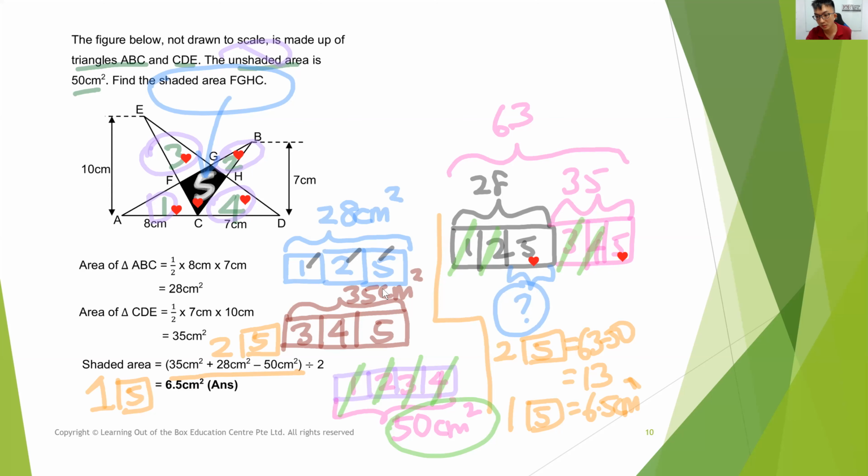Yiping asks, is it a must to put units in our working? Yes and no. It's really up to you. But for me, normally I'm very kiasu. I'm scared to lose marks. I will get my child to put all this in, for home practice.